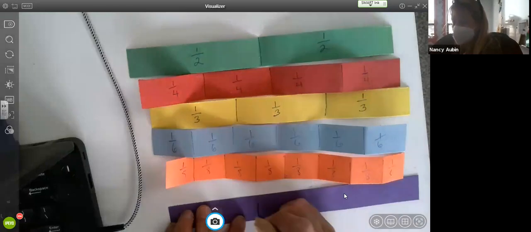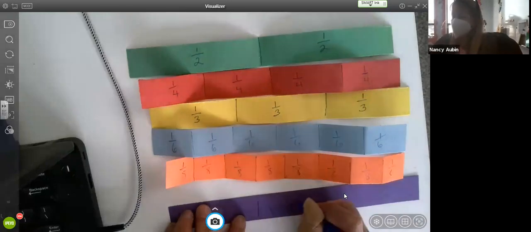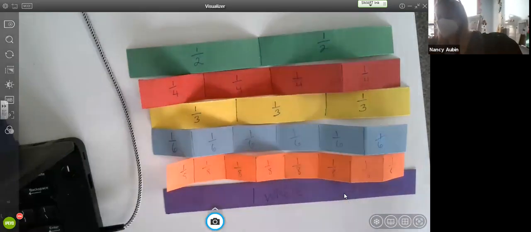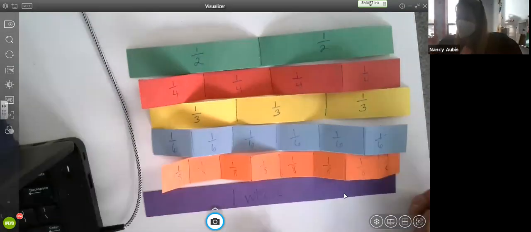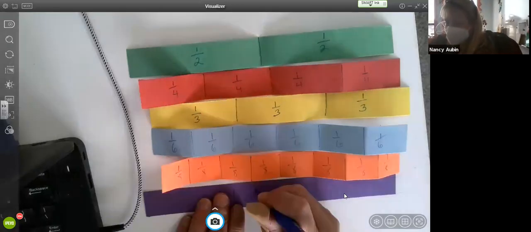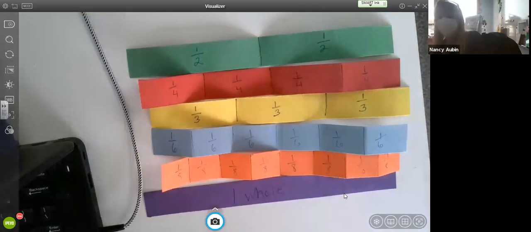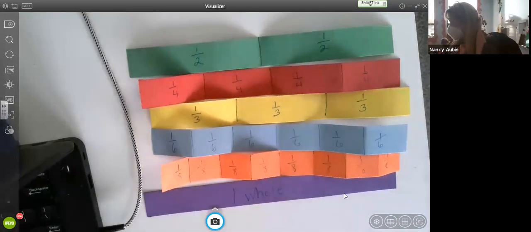So that leads me to our last strip to show us that all of these are actually 1 whole. That's 1 whole. That's like your whole candy bar. Whole. 1 whole. Not a hole in the ground, not hole. You got to add that W in front, that silent W.